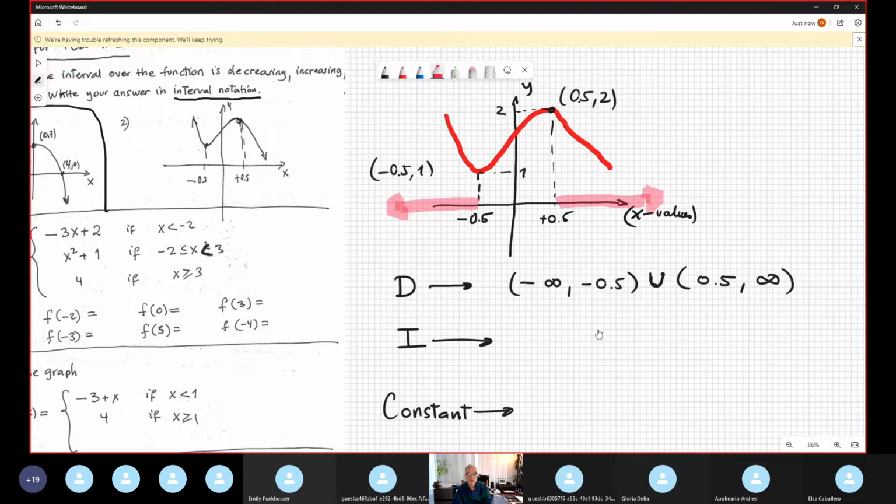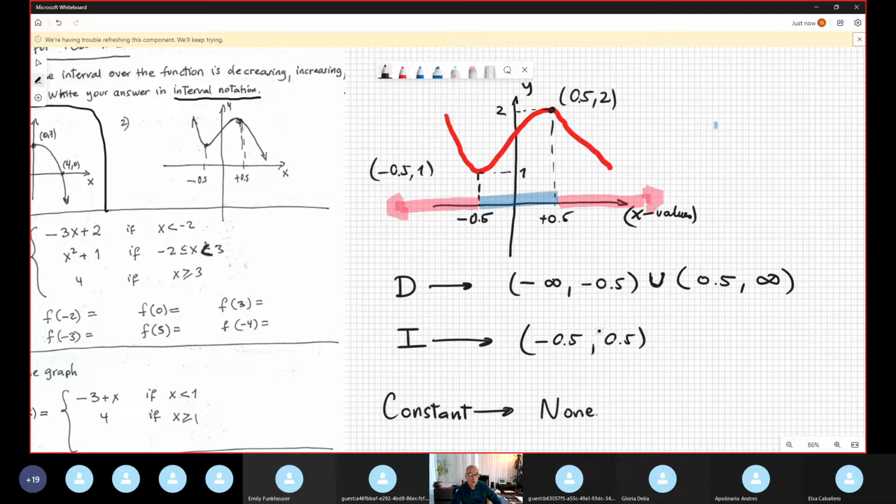You see something increasing or no? Yes. What interval? From minus 0.5 up to positive 0.5. Super. It is minus 0.5, comma, positive 0.5. This is not a point, it's an interval. It's increasing. The function is going up. The y value is going up. And constant, never.